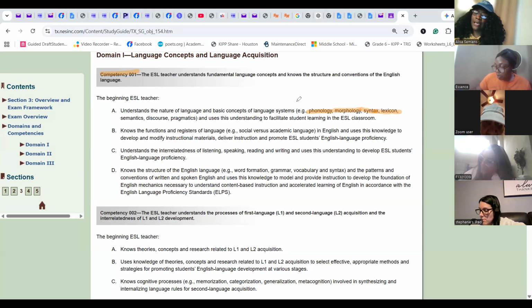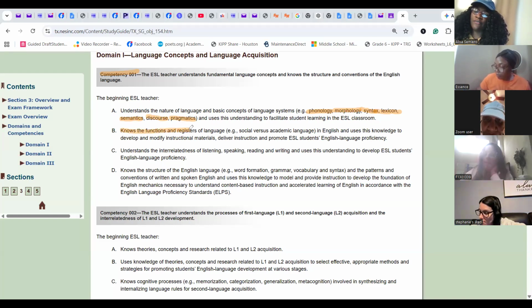Semantics, I think about the M in semantics, meaning, word meaning. So if you had a student who was like, "we play floor," they're struggling with the meaning of floor. Discourse is conversation. And pragmatics is the social use of language.